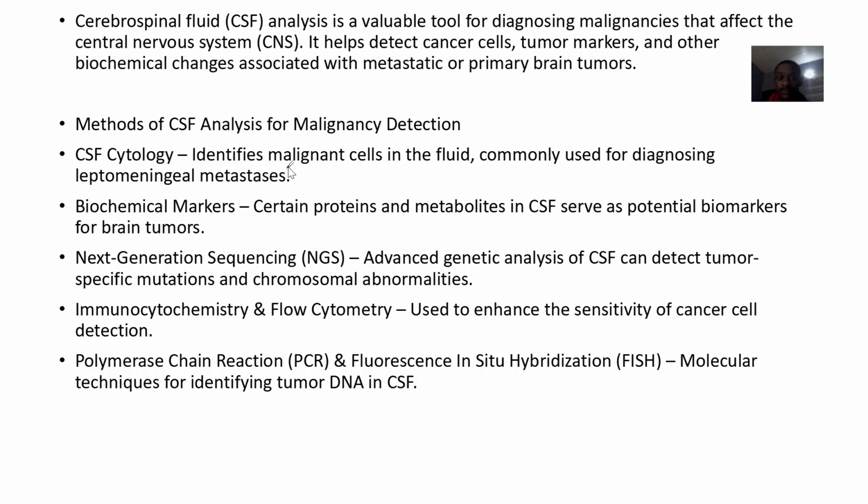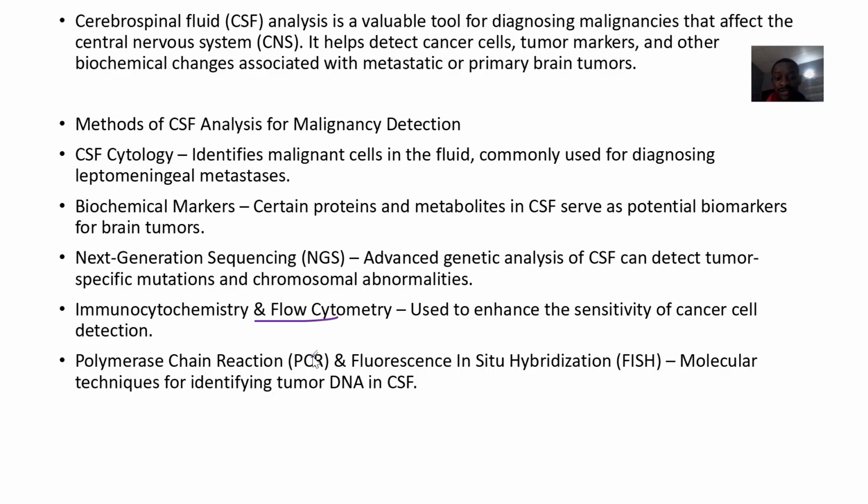Then the biochemical markers are certain proteins and metabolites that will be found in CSF. You understand, they'll be found in CSF only when there's presence of cancer. Next-generation sequencing: this one is advancing genetic analysis for CSF that can detect tumor-specific mutations and chromosomal abnormalities. Immunocytochemistry and flow cytometry are used to enhance the sensitivity of cancer cell detection.